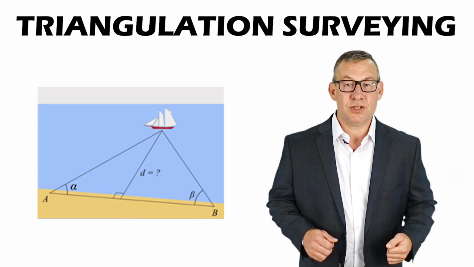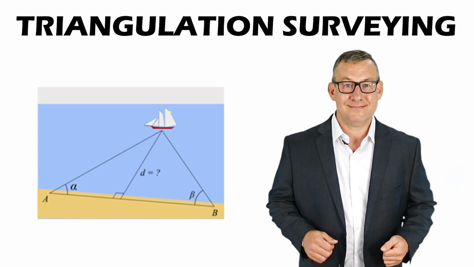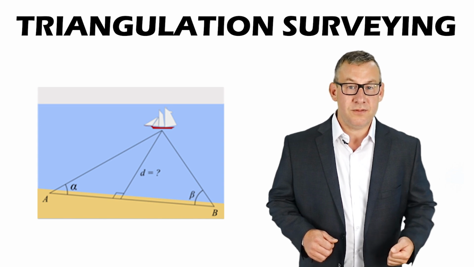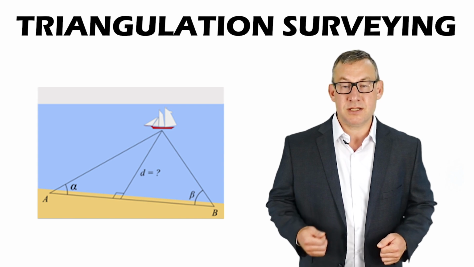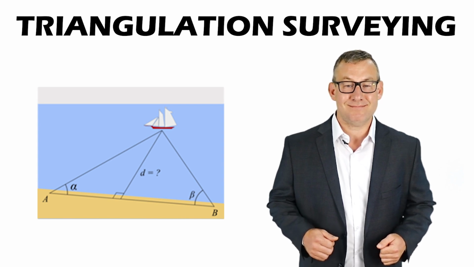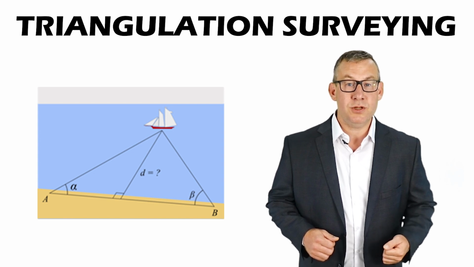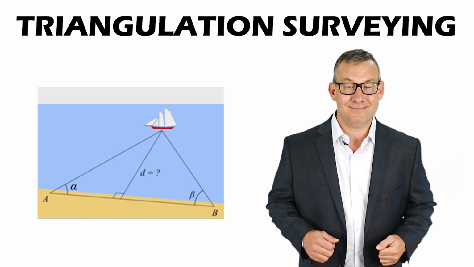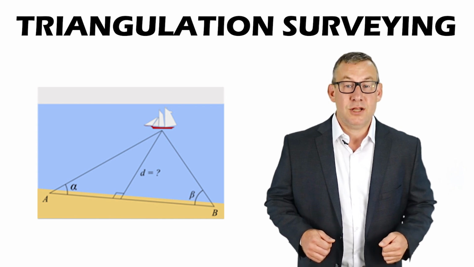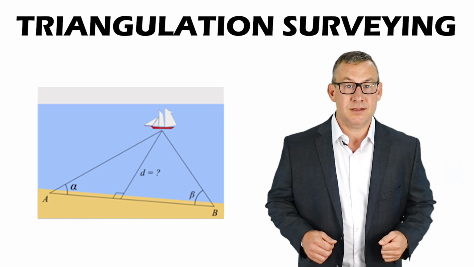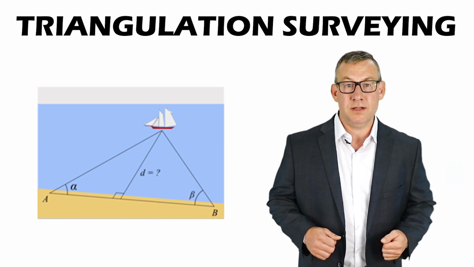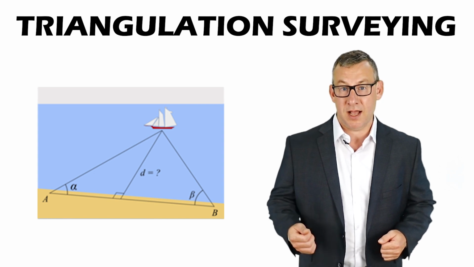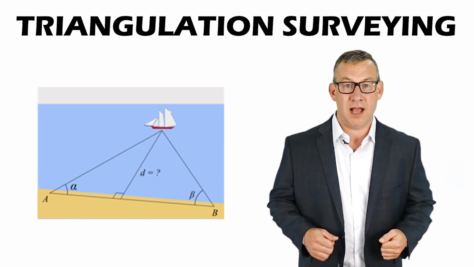A triangulation survey. Triangulation surveying uses a network of interlocking triangles to determine positions at survey stations. Triangulation surveying was used prior to satellite positioning. Triangulation surveying utilizes the concept that the distance of a side of a triangle can be determined by knowing the distance of another side and the angles between the sides.